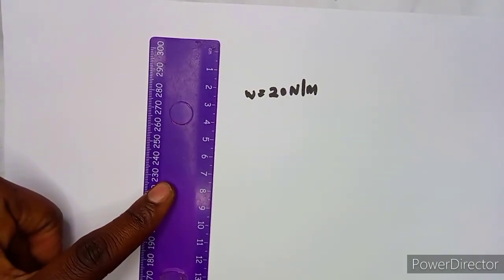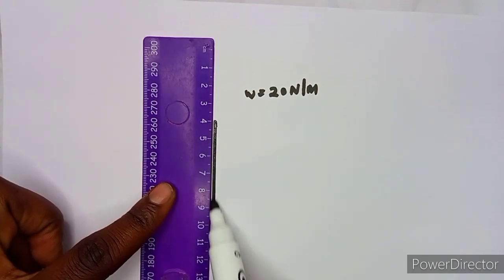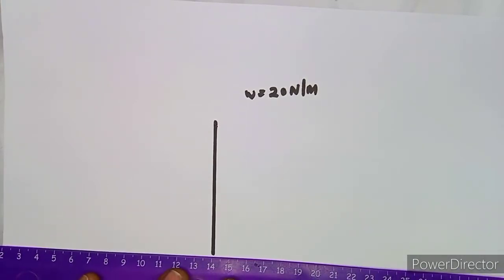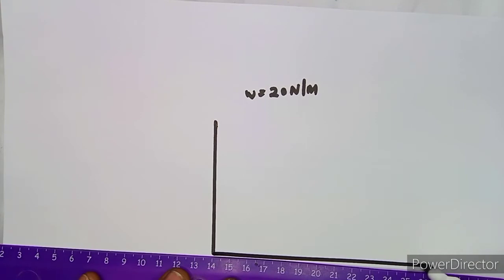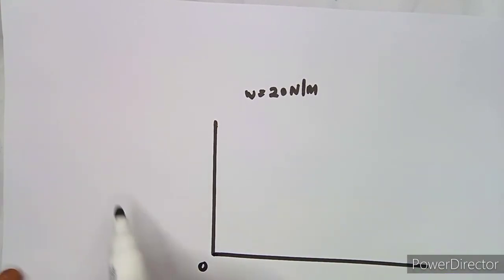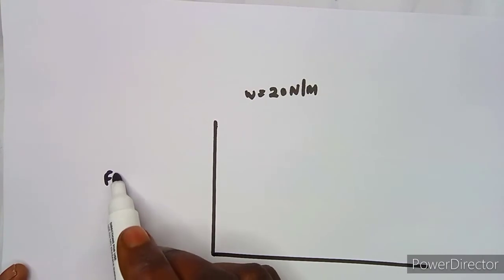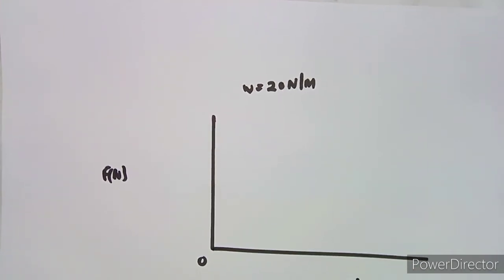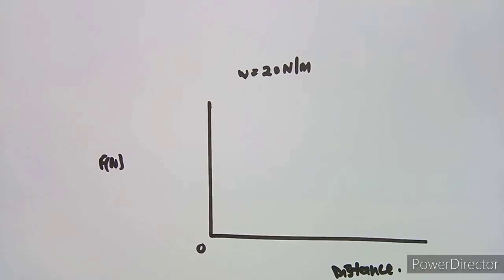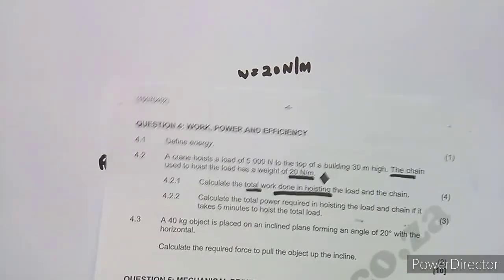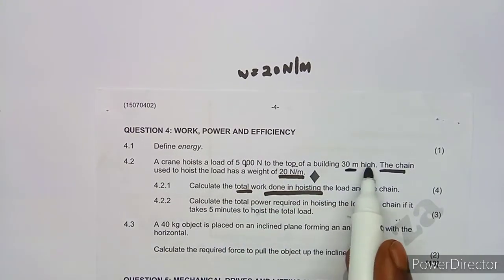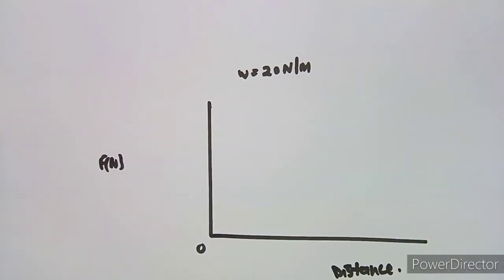So this is the force diagram that we shall have, FD. We know, guys, this one we are now used to it, how it's supposed to look like. So remember, that is where we are going to have our force here, which is measured in newtons, and here we'll be having our distance. All right, so we know that from the start here we are given that it's hoisting a load of 5,000 to the top of the building 30 meters high. So this is going to be 5,000.